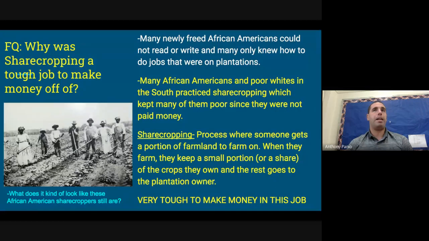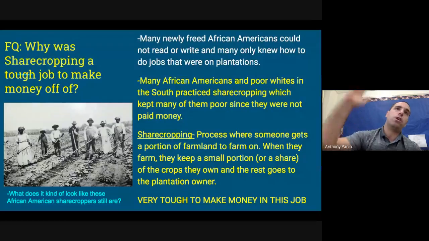So they are basically going to provide their land to the newly freed African Americans to farm on. Now, they're not going to do this for free, obviously. When they farm, they keep a small share of the crops they own, and the rest goes to the plantation owner.